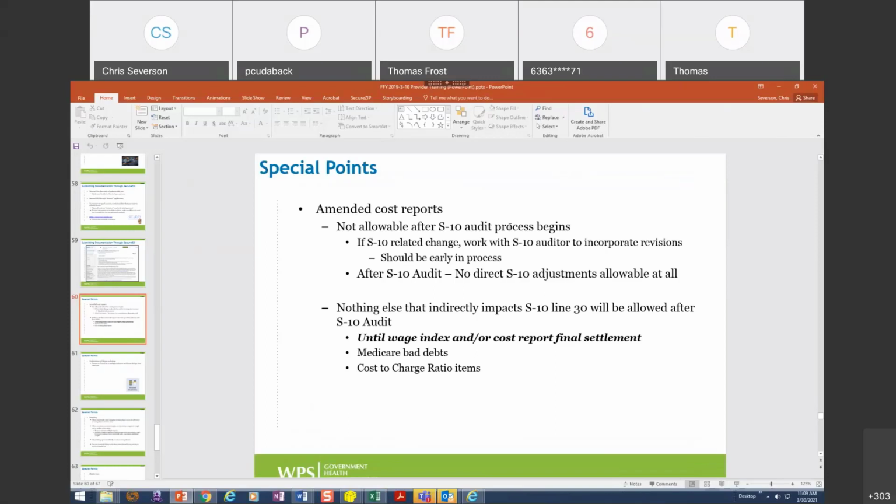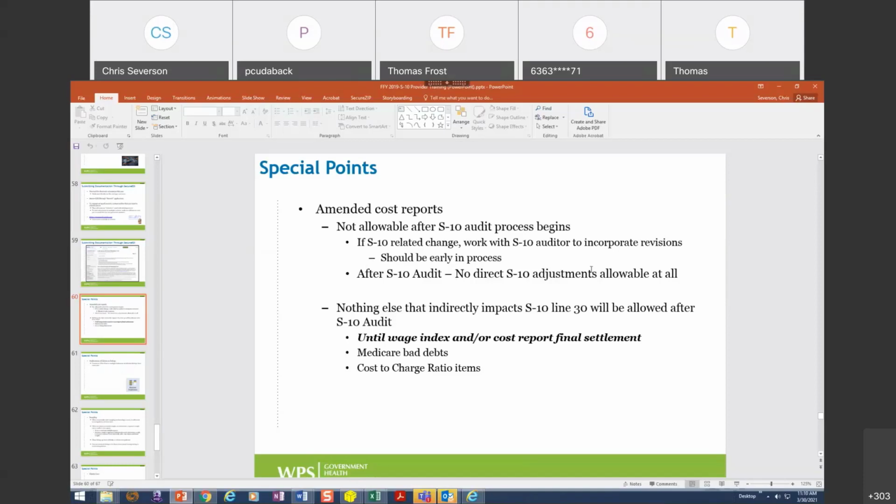But we, of course, prefer that be as early as possible in the process because they're going to be starting their sampling. And if the listing changes after they've already selected that sample, all of that has to be reworked. So we want that to be early on. After the S10 audit is complete, there are not going to be any direct S10 adjustments allowable at all. So anything to line 20, 22, 26, those would not be allowable after the S10 audit because we have to lock this data down.